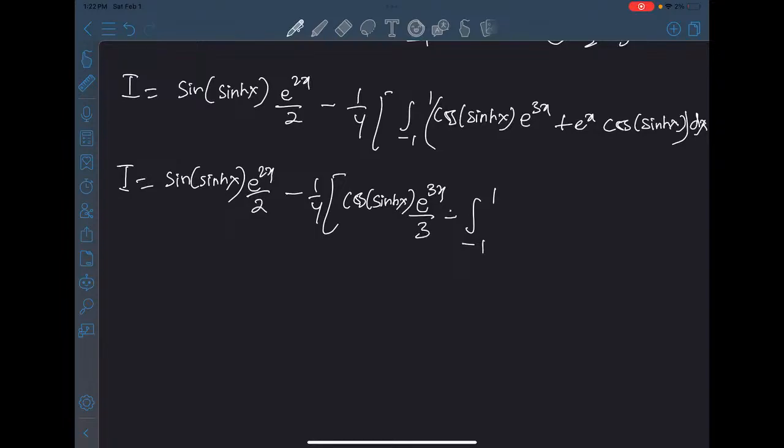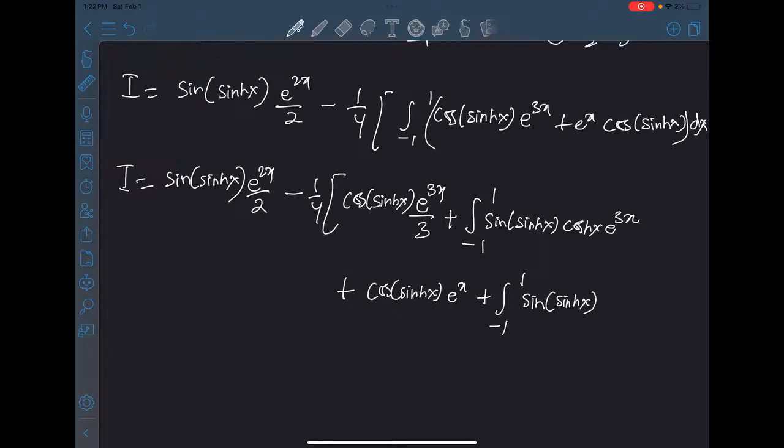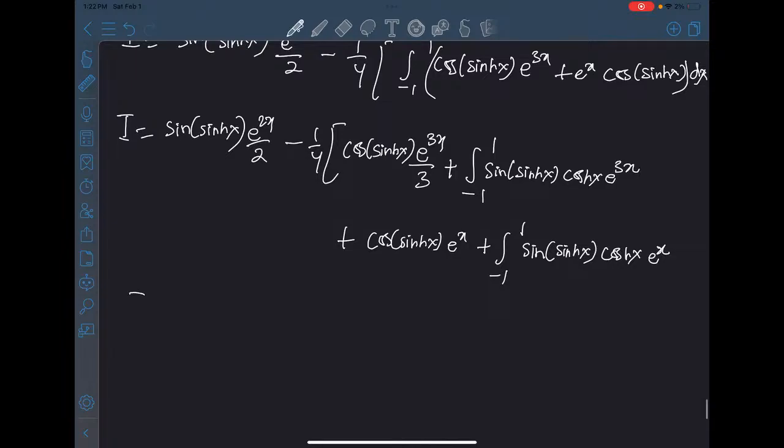If I take the derivative, this will become plus sine of sin x, cos x, e to the power 3x, right? Plus cos of sin x, e to the power x. Now this will again become plus, just like the other way, sine of sin x and then cos x, e to the power x, right? Okay, so now I have I as sine of sin x, and take cos of sin x as d.